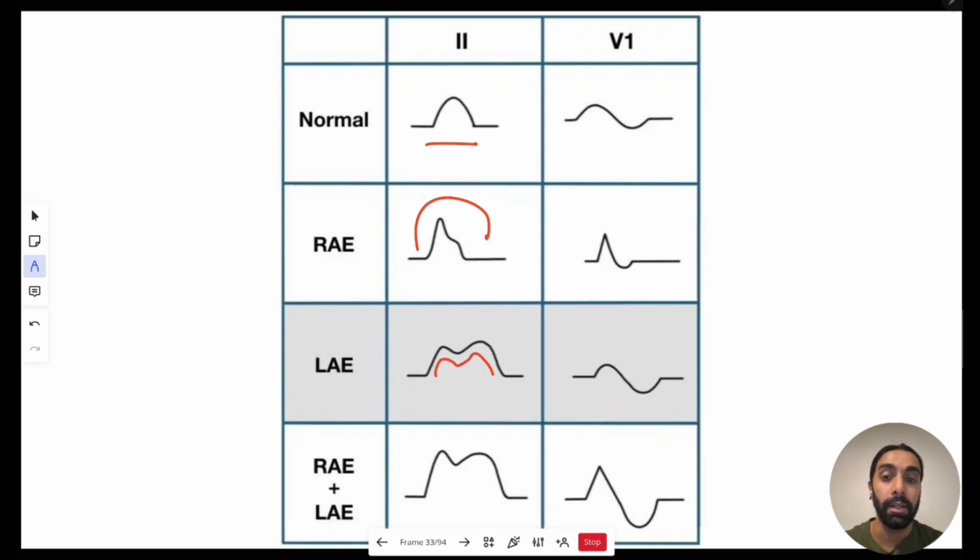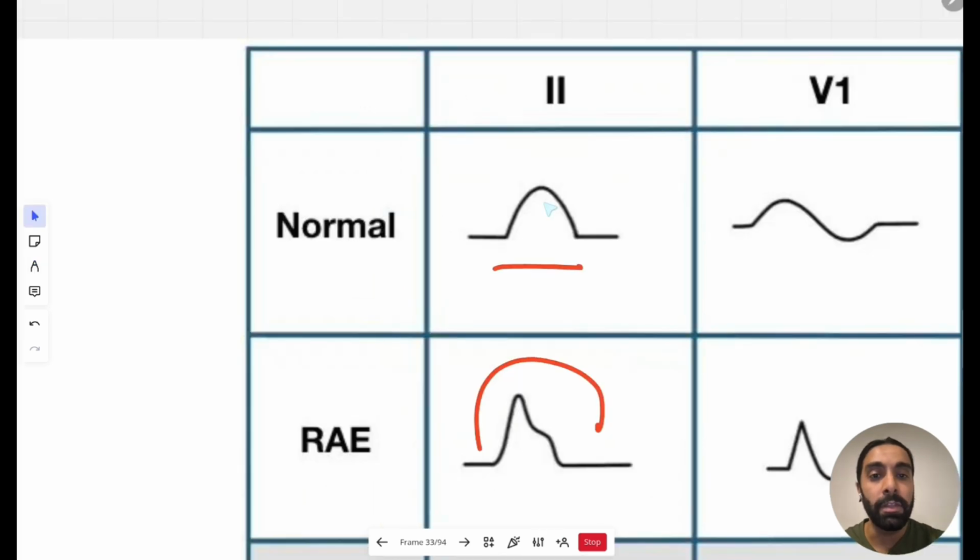Think about it like that: depolarization starts at the right atria and then has to depolarize to the left atria. If the left atrium gets bigger for whatever reason, like mitral stenosis, that left atria has gotten bigger and it takes more time to depolarize it. So that's why it's starting to spread out.